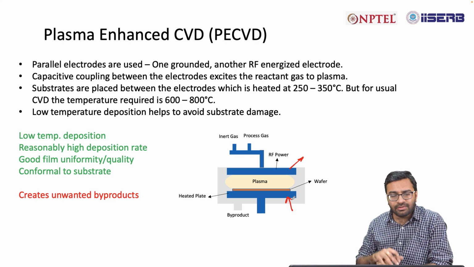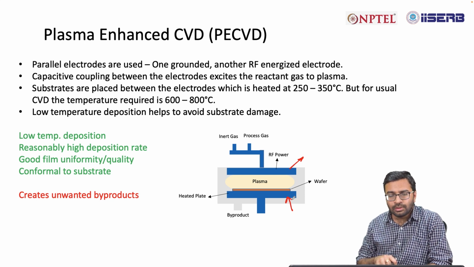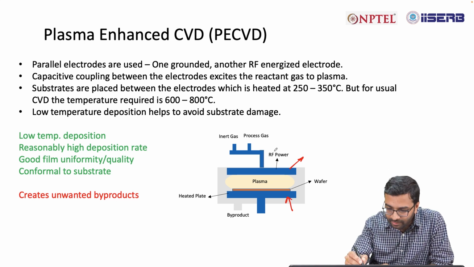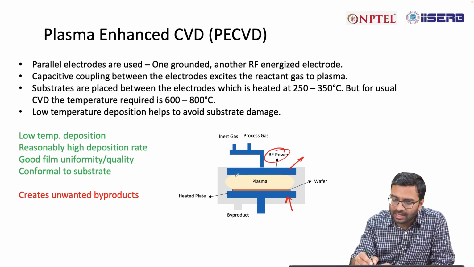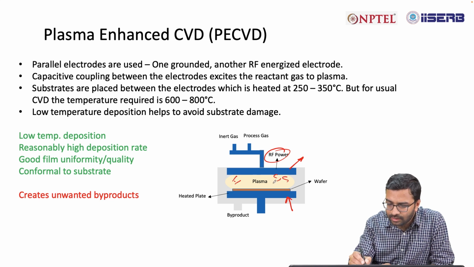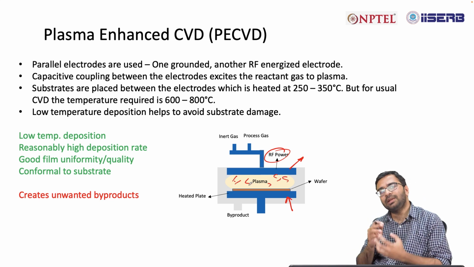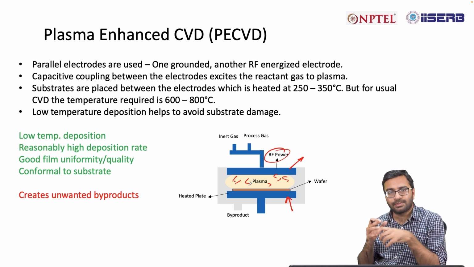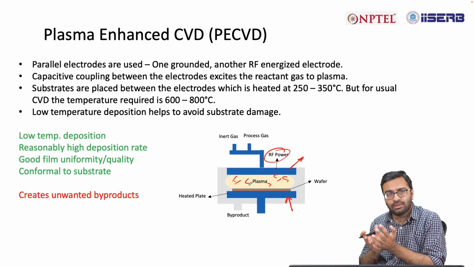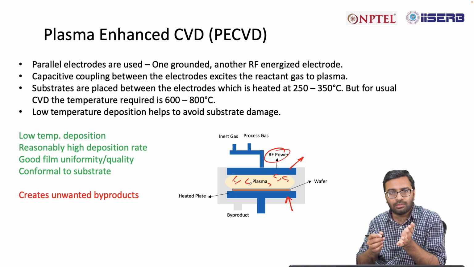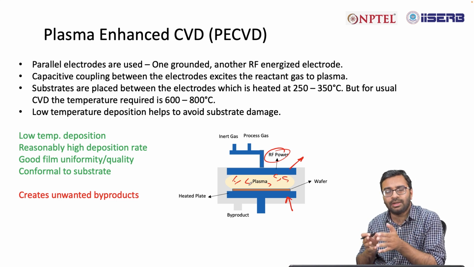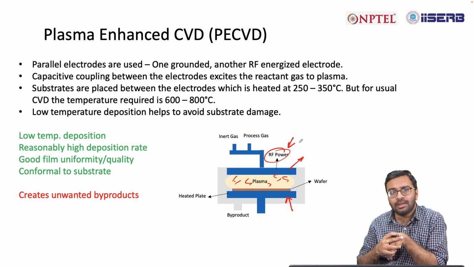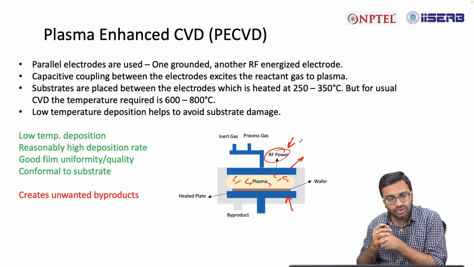Now there will be a capacitive coupling between the electrodes, and that excites the reactant gas to plasma. Once you apply enough RF power, you will find the gas present inside the chamber will become plasma. Plasma meaning the gas will get ionized. What is a plasma? I already said during sputtering, it is a fourth state of matter. So, like liquid, gas, solid, you also have plasma. So, high RF power in this case will create a plasma inside the chamber.